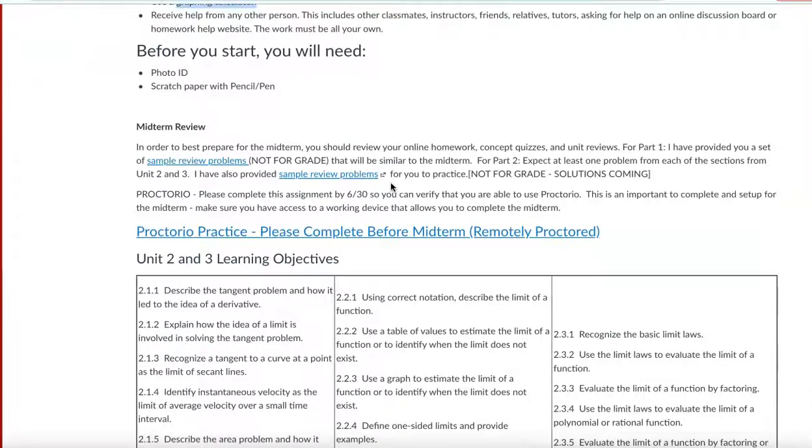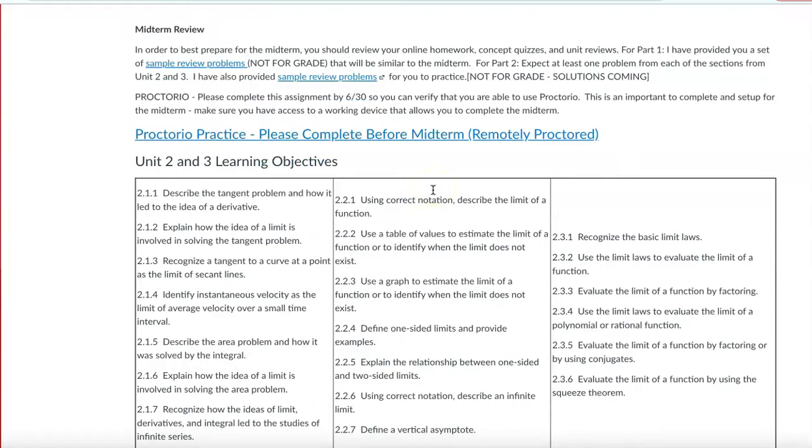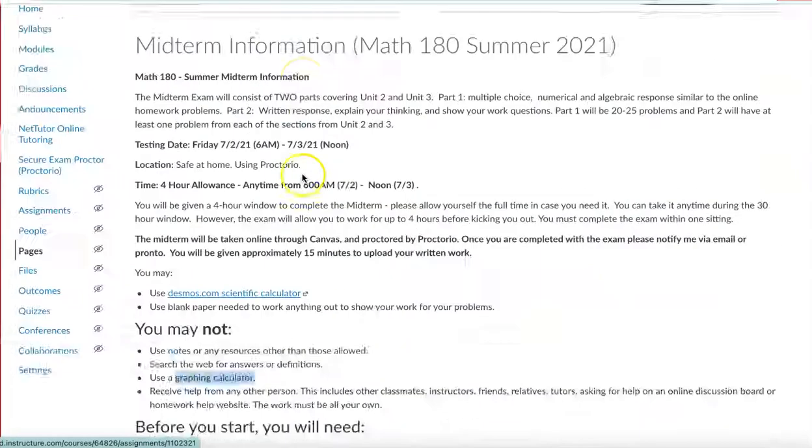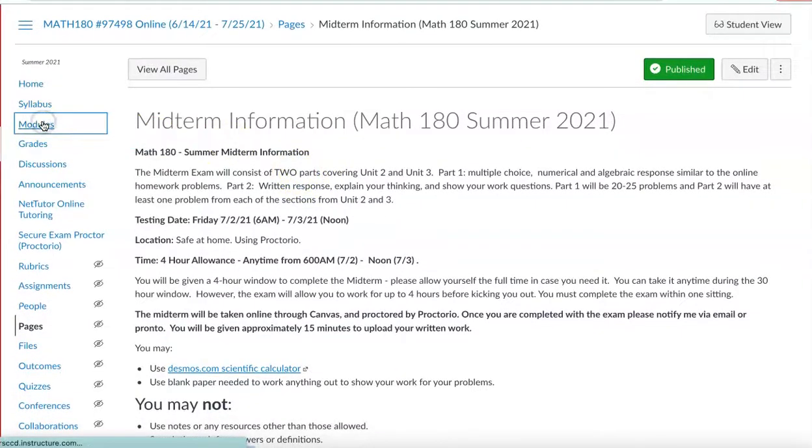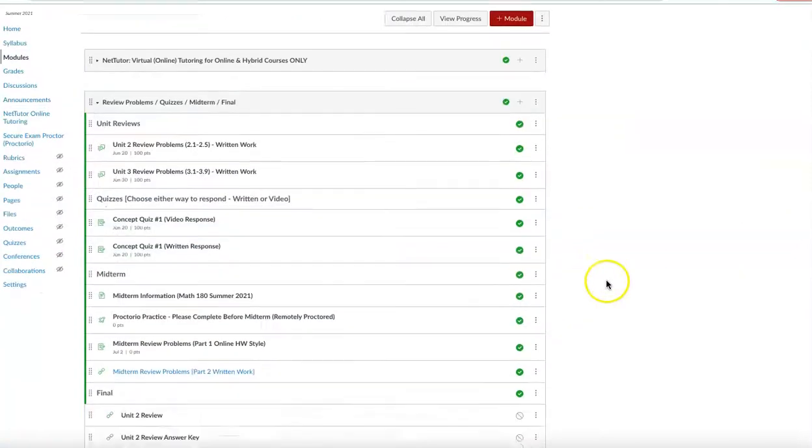Let me know what questions you may have. Again, you have the sample problems, not for grade. All of that's there. The Proctorio practice is here also, but it's also within the modules. So I'm going to leave you there. And of course, if you have any questions, let me know.